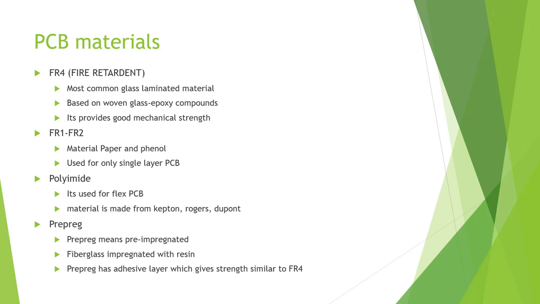Prepreg is a special material. It actually means pre-impregnated. Impregnated. This is called the prepreg. Okay, it's also fiberglass impregnated with resin. Okay, prepreg is an adhesive layer which gives strength. Okay, it's a very cheap material compared to the core. Yeah, that's all for the PCB materials.